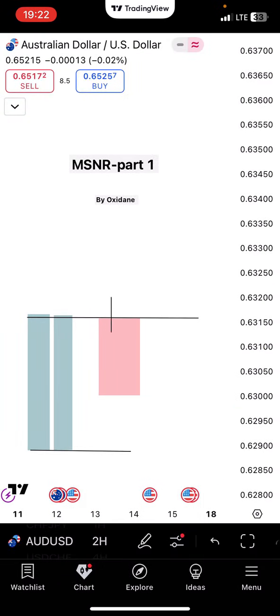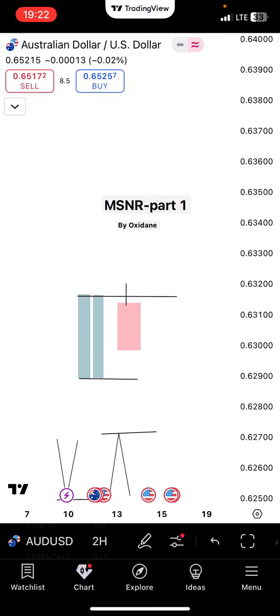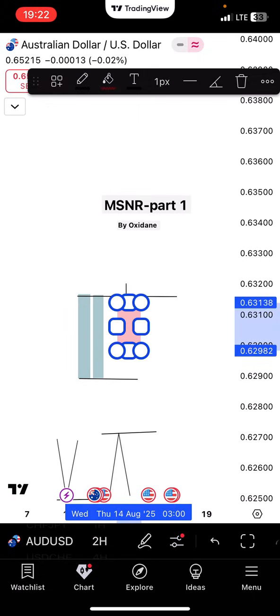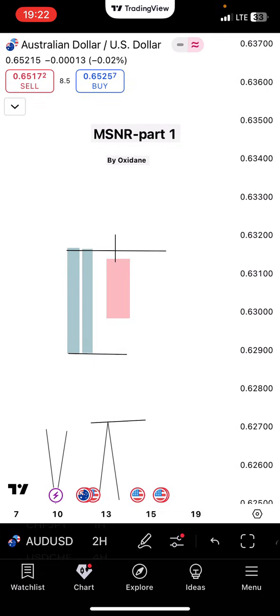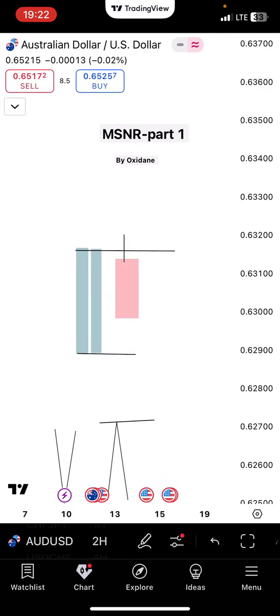I don't know why my phone is misbehaving. Trying to drag this thing below. Something like this. After it has closed below, if this is from the daily time frame, you can then move to the 4-hour time frame to look for a break of structure to the downside if you are selling. If you are planning to sell. So that's the essence of this A shape and V shape.